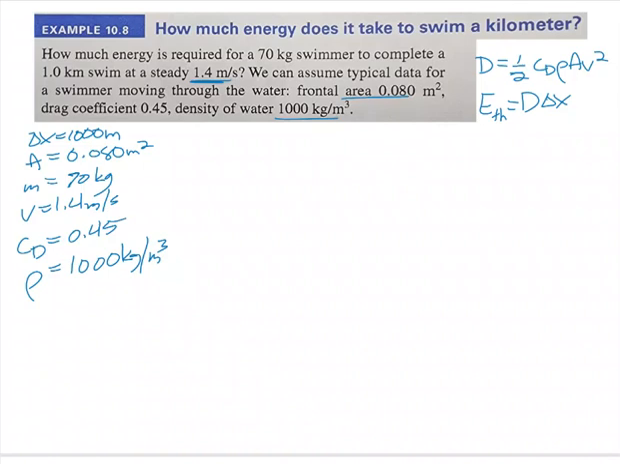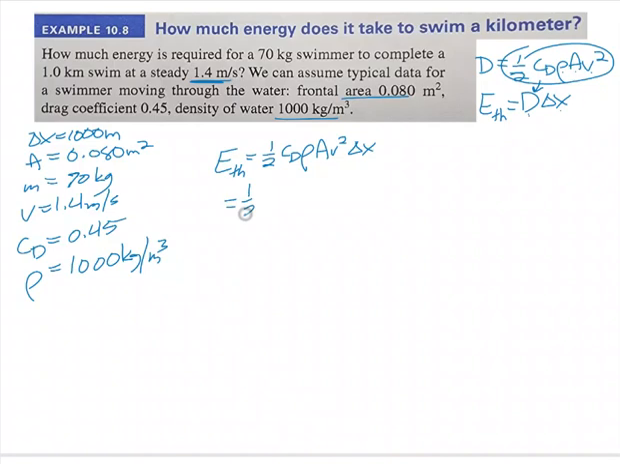We know coefficient of drag, we know rho, we know A, we know V. We just need to calculate the drag, and then we'll have delta x, right? So all of this here can be substituted in right there, and then multiply by delta x, and we'll have E thermal. So we have 1/2 coefficient of drag, rho, A times velocity squared times delta x. So I can plug everything in.